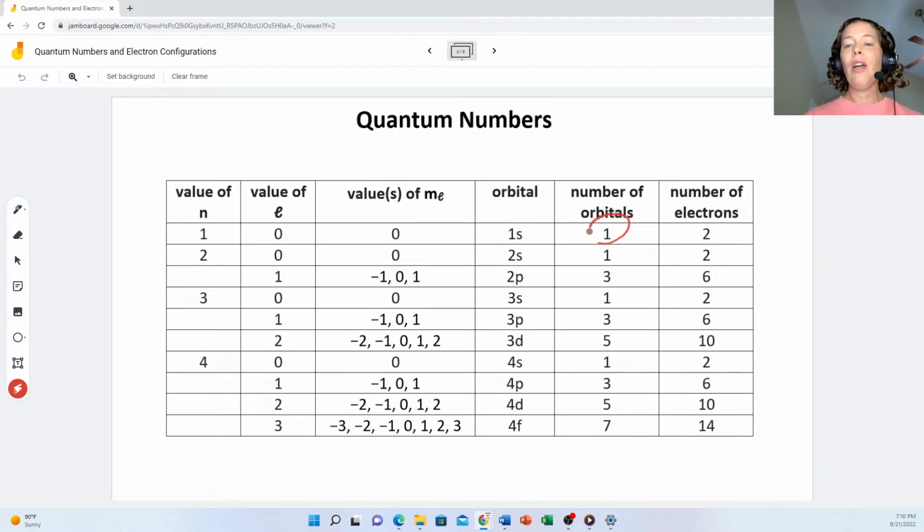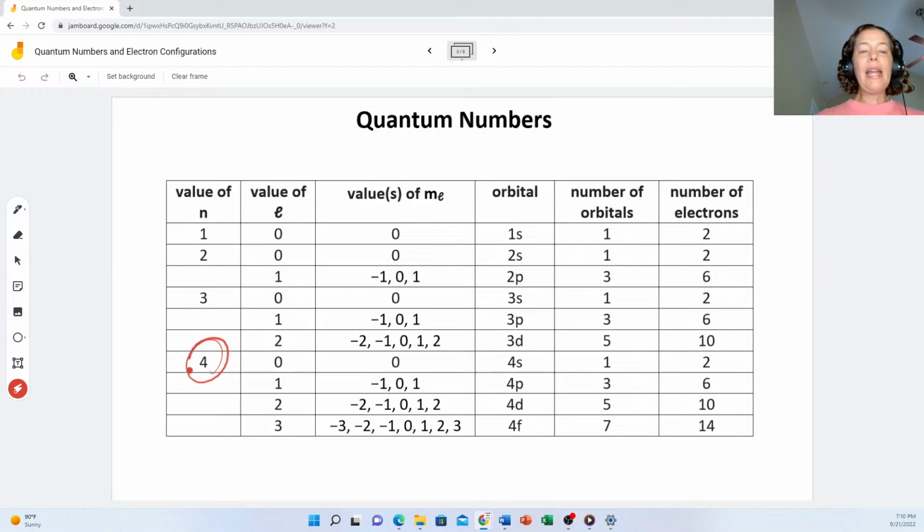And you can see here, you have one orbital, and the number of electrons that can be held in that orbital is 2. Again, this ties in with the M sub S. So you're going to have a spin up and a spin down in that one singular orbital. I'm not going to do this for all of them, but let's take a look when the value of n equals 4, because then we're going to get multiple values going.